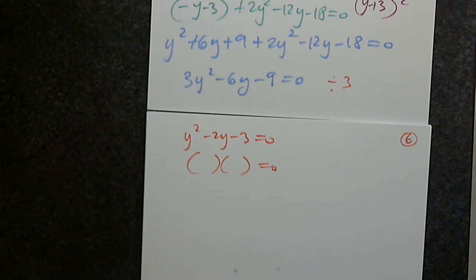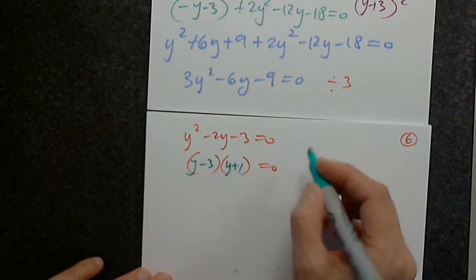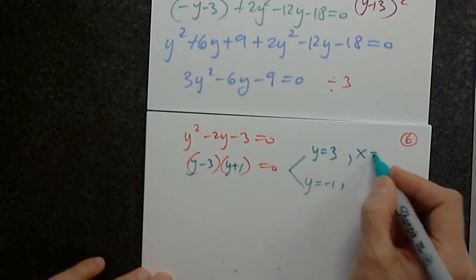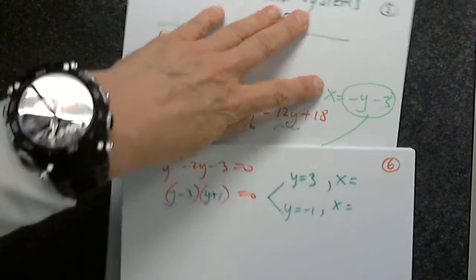It was a very good pick, actually. Thank you. So y minus 3 and y plus 1. Excellent. So y equals 3 and y equals negative 1. So now, good, but not good enough. I have to find the corresponding x, and I go back here.